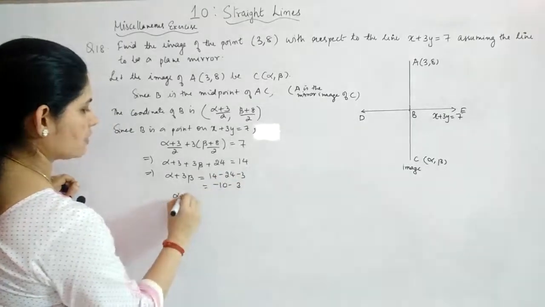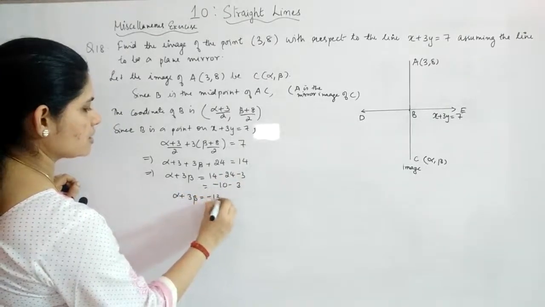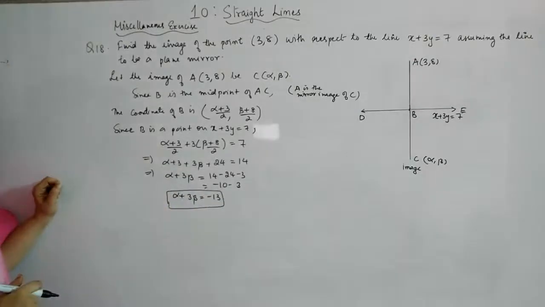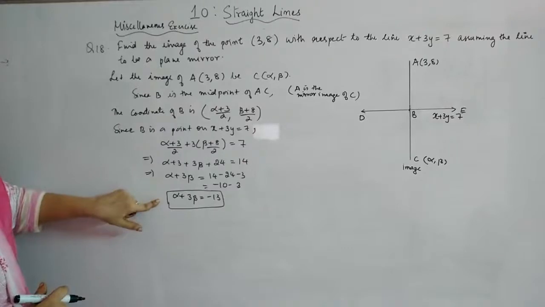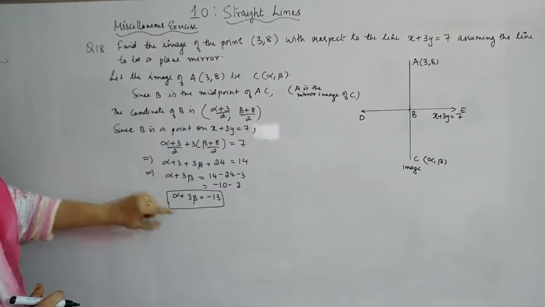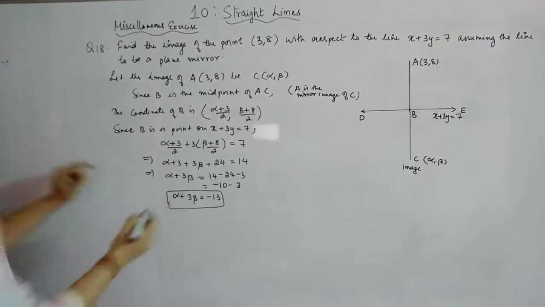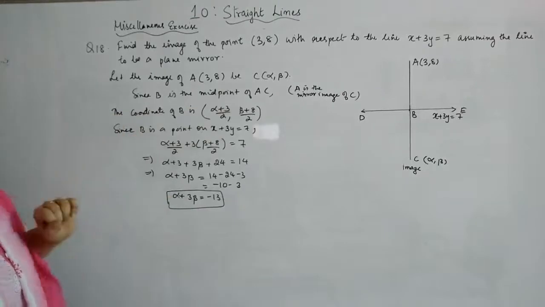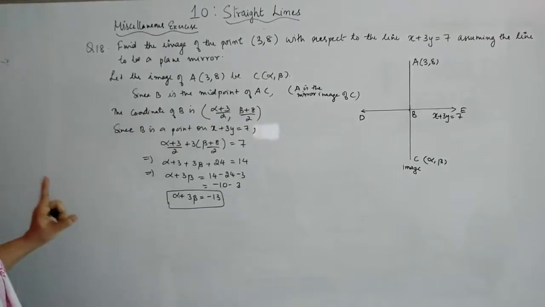So you are getting alpha plus 3 beta is equal to minus 13. This is one equation containing alpha and beta. Now we will get another equation containing alpha and beta so that we can get the value of alpha and beta by solving them. And what is that concept which will give you another equation of alpha beta? It is that the two lines are perpendicular. Okay, the perpendicularity condition we are using.